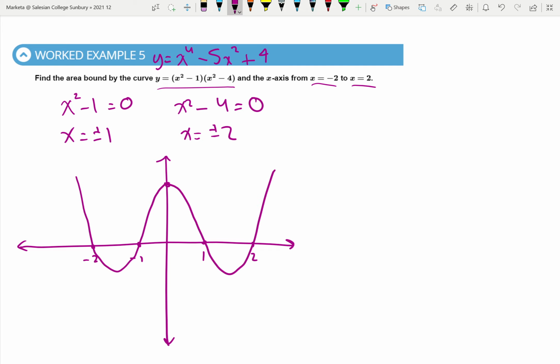So now we have to see what part of the graph we're trying to find the area. So from neg 2 to 2. So that's going to be this part. It's bound by the x-axis and the curve. This part, and this part in here.